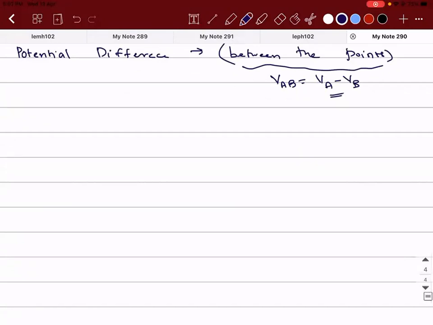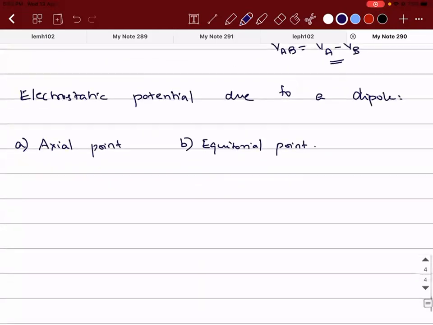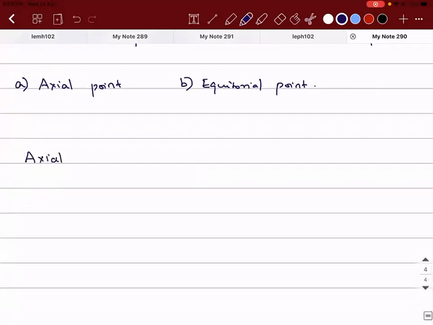Now we'll go on to the next concept, that is electrostatic potential due to a dipole. When I say dipole, again, what are the 2 points you are going to take into consideration? One is the axial point, and the second is the equatorial point. First we will try to calculate at the axial point.